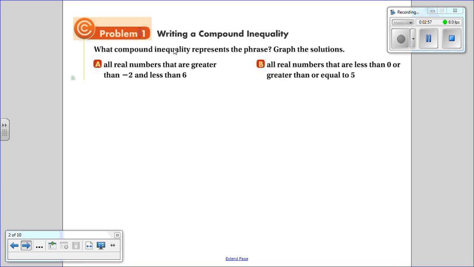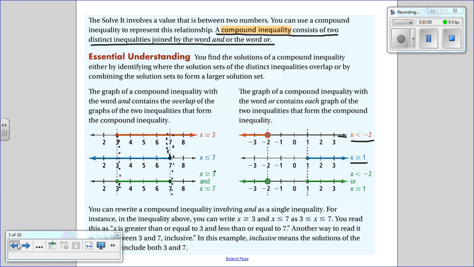So what compound inequality represents the phase? So we want to write these together. All real numbers that are greater than -2 and less than 6. Okay, I want to go back one slide. Forgot to talk about this part.